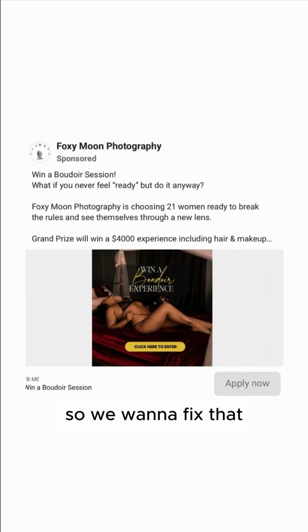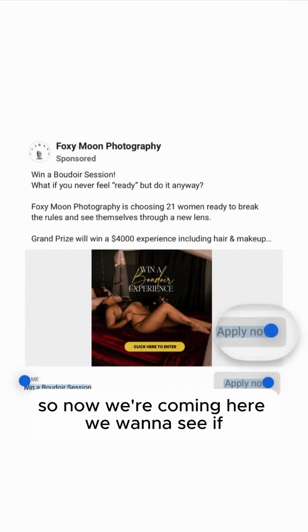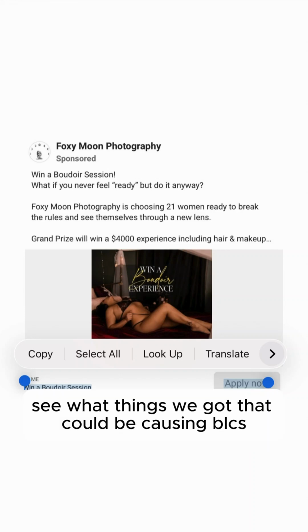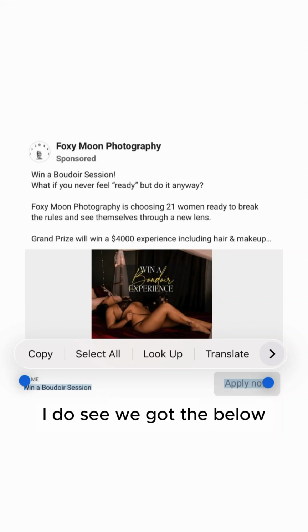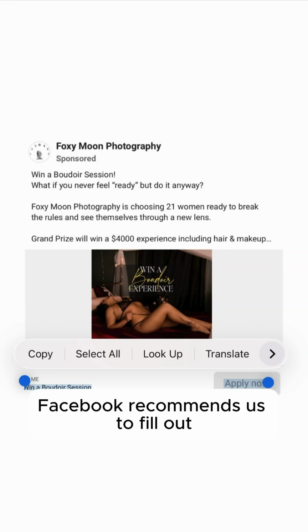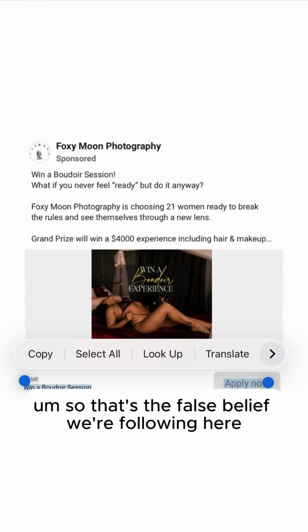So we want to fix that. So now we're coming here. We want to see what things we got that could be causing BLCS, if any. So I do see we got the below creative cluster mistake here. This is filling out all the things Facebook recommends us to fill out. That is good for Facebook, but bad for us. So it's the false belief we're following here.